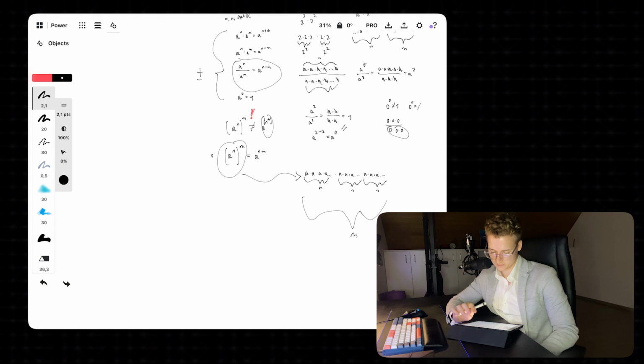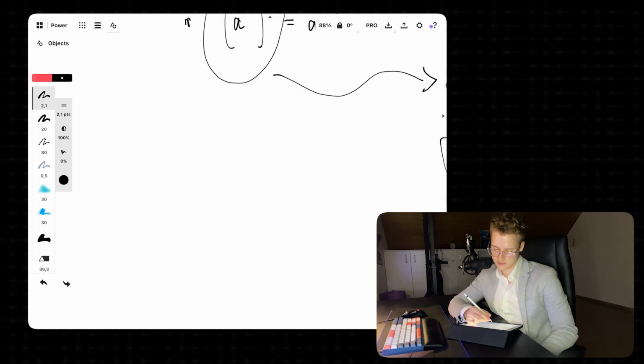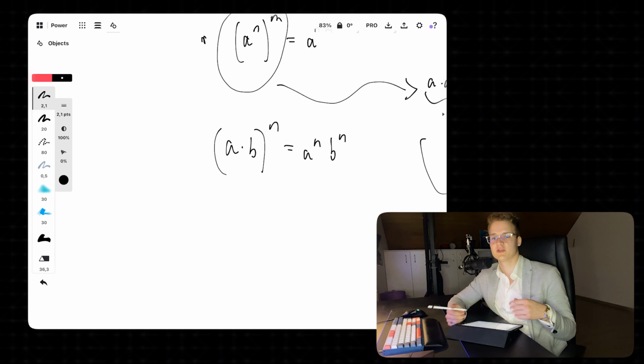Now, that's for the power, and then another thing, if we have a times b to the power of n, that's the same as a to the power of n and b to the power of n. So it basically distributes.